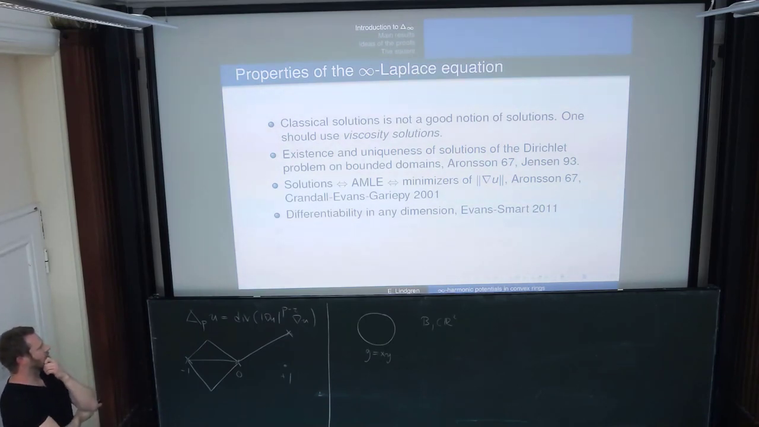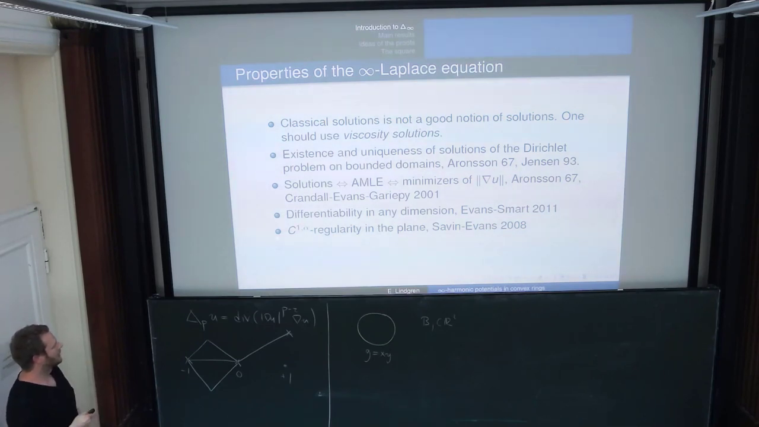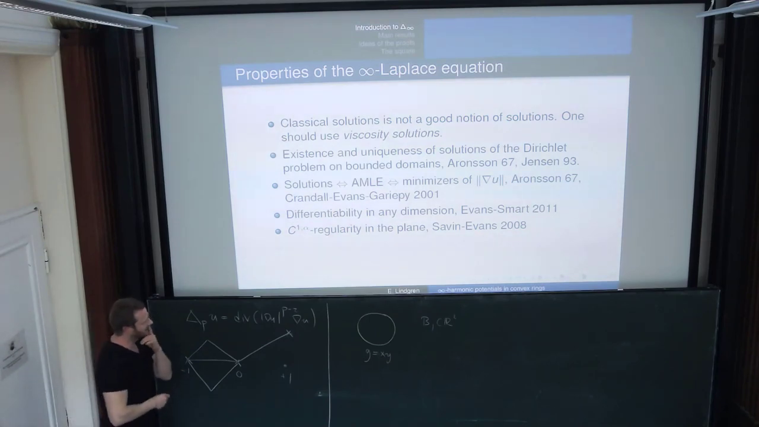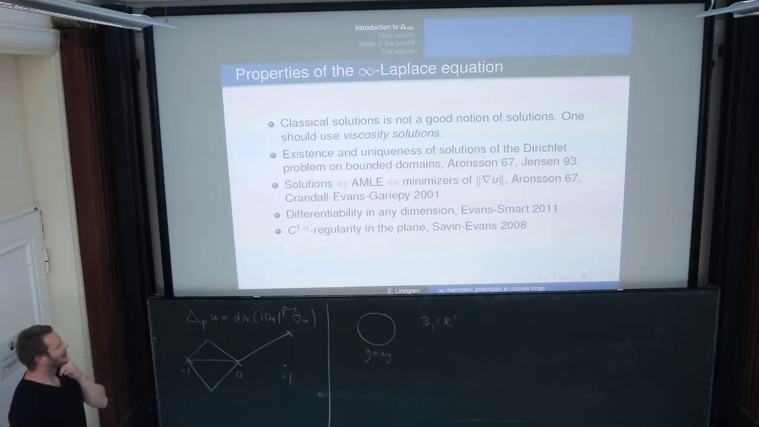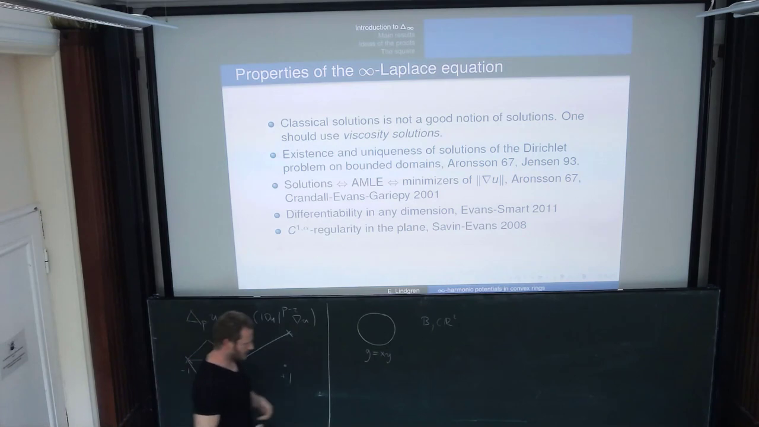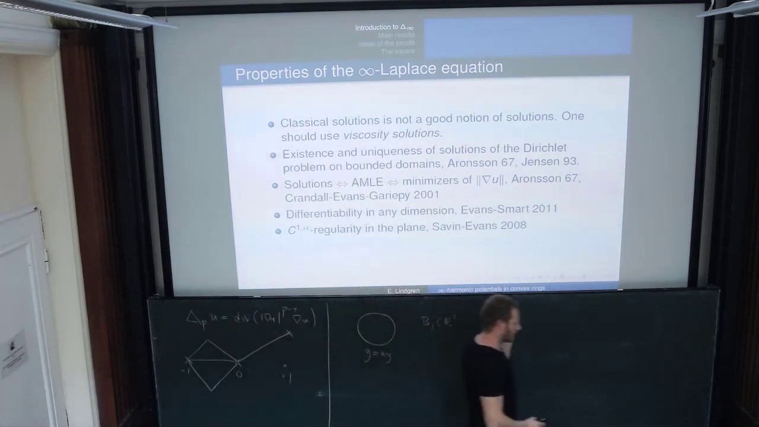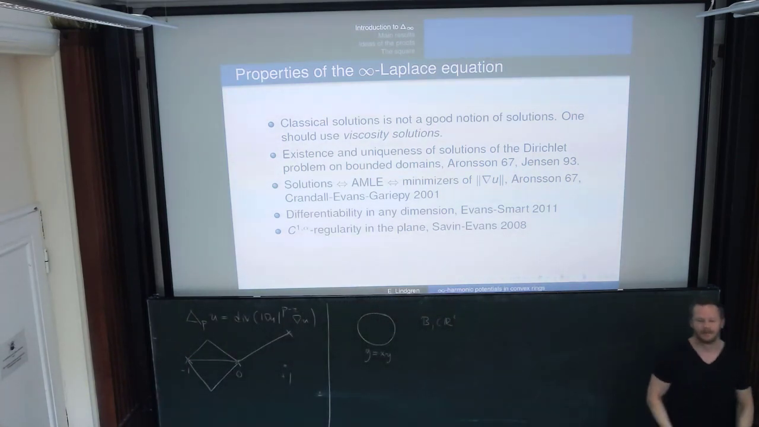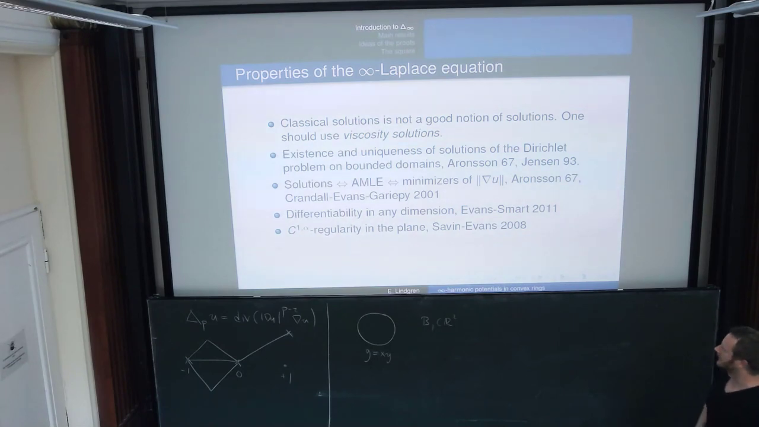The regularity of solutions is quite hard. There are two big results. The first one was the C1,alpha regularity in the plane by Savin in 2008, and then there's this peculiar result in any dimension by Evans and Smart which proves that solutions are differentiable, but with no modulus of continuity or anything. This is one of the few proofs of regularity of solutions of PDE I've seen where you only get differentiability and nothing more. So this is kind of interesting.